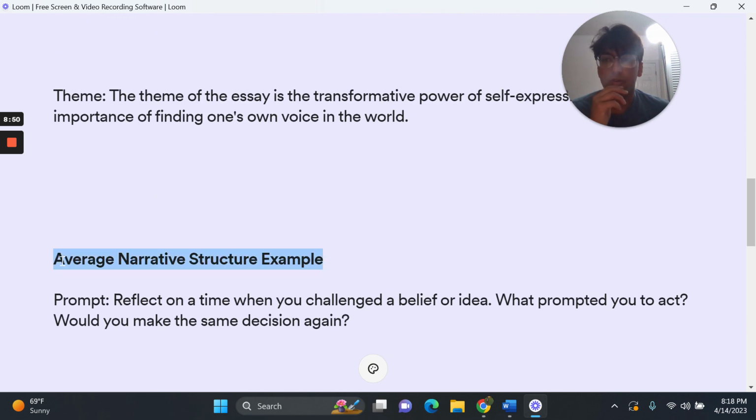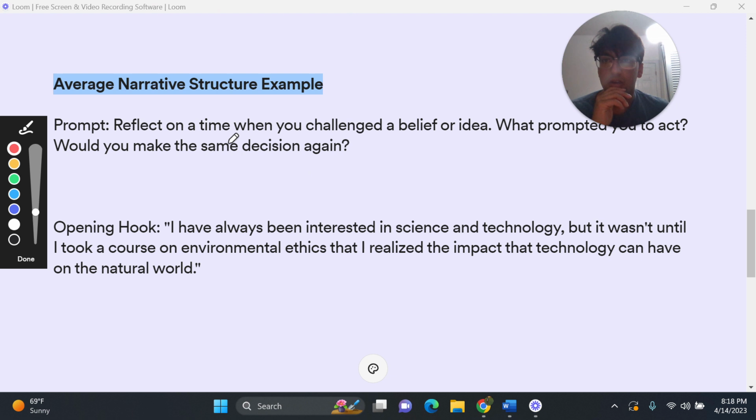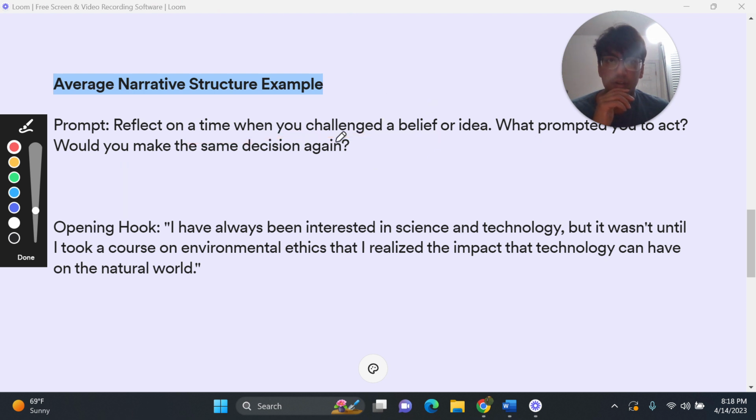Okay, now I want to show you an average narrative structure example. So the prompt is, reflect on a time when you challenged a belief or idea. What prompted you to act? Would you make the same decision again? And this again is a different CommonApp prompt.